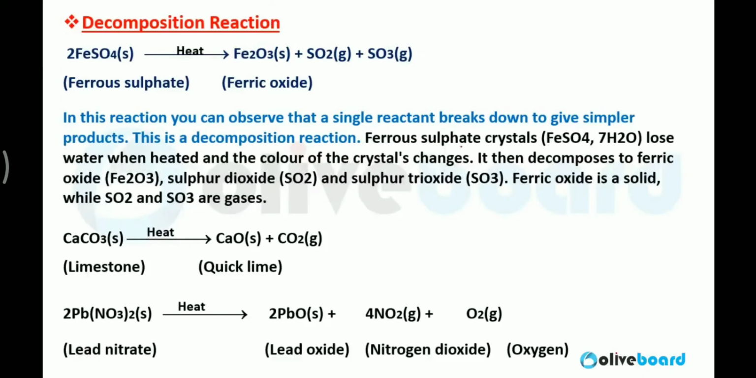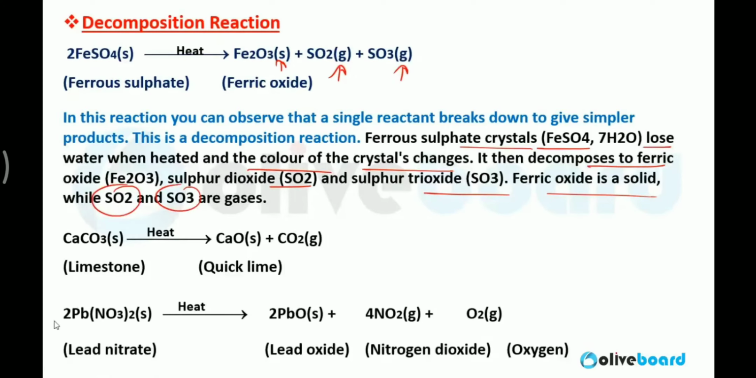Now, ferrous sulfate crystals, FeSO4.7H2O, lose water when heated and the color of the crystal changes. It then decomposes to ferric oxide, sulfur dioxide, sulfur trioxide. Clear? Ferric oxide is a solid while SO2 and SO3 are gases. In brackets, small s represents solid and small g represents gases. Clear? Now, similarly, there are a few other examples of decomposition reaction here.